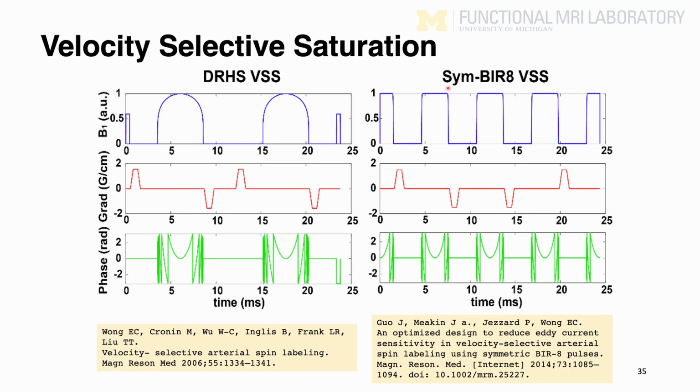And then later on, his student Jia Guo, but also James Meakin, and I believe it was in Oxford with Peter Jezzard, they got together and came up with a better version using these BIR-8 pulses, these adiabatic pulses that could essentially achieve the same effect with a lot less artifact. And with these, you're able to saturate the spins that are in the arteries while not doing too much to the stationary spins.